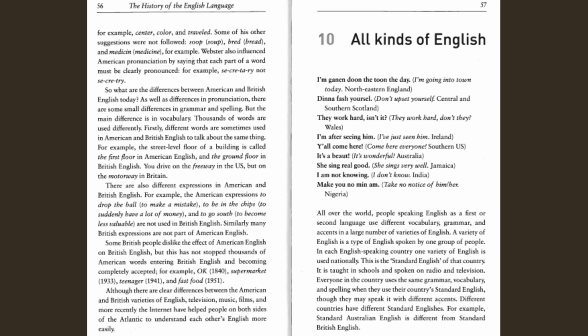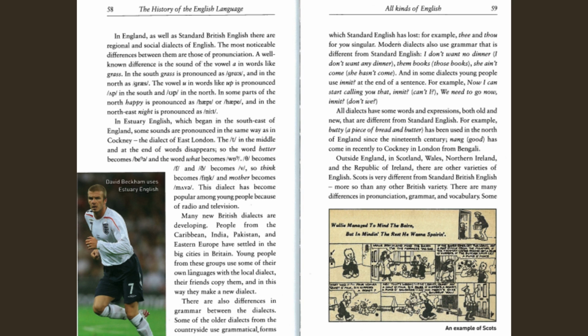Everyone in the country uses the same grammar, vocabulary and spelling when they use their country's standard English, though they may speak it with different accents. Different countries have different standard Englishes. For example, standard Australian English is different from standard British English. In England, as well as standard British English, there are regional and social dialects of English. The most noticeable differences between them are those of pronunciation.